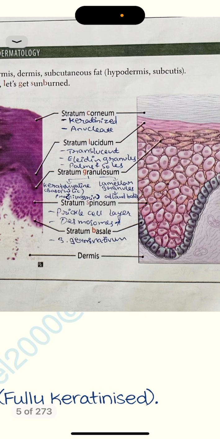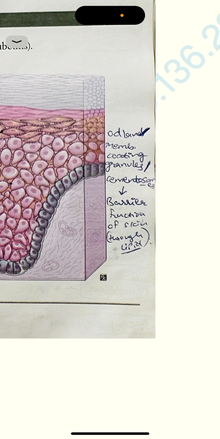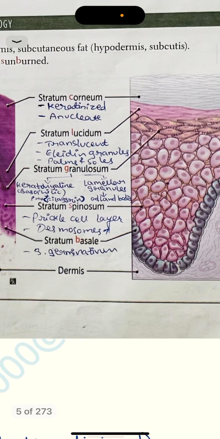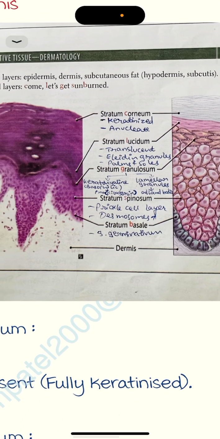These lamellar granules in stratum granulosum are frequently asked questions in the exams. These are also known as Odland bodies, membrane coating granules, Odland granules, keratinosomes, etc. This provides barrier function to the skin through lipid. Next layer is stratum spinosum, which is also known as prickle cell layer, and it is rich in desmosomes. Last layer is stratum basale, which is also known as stratum germinativum.